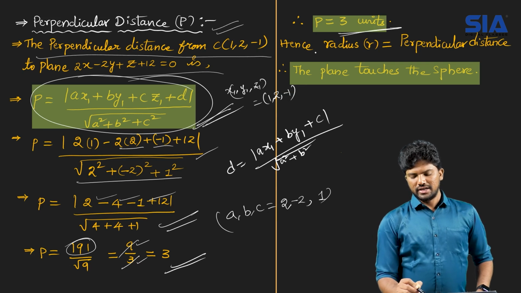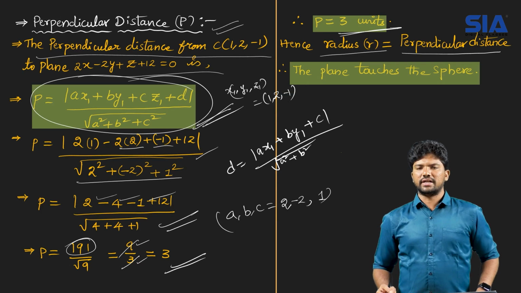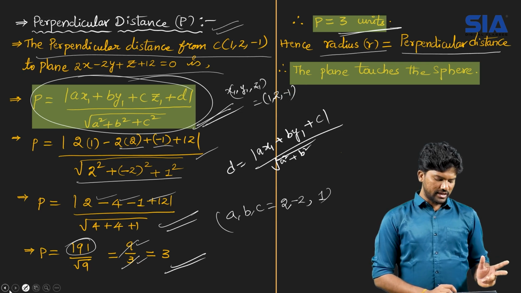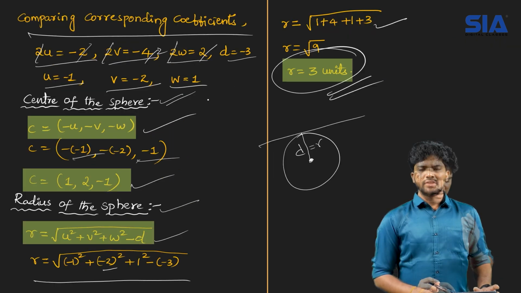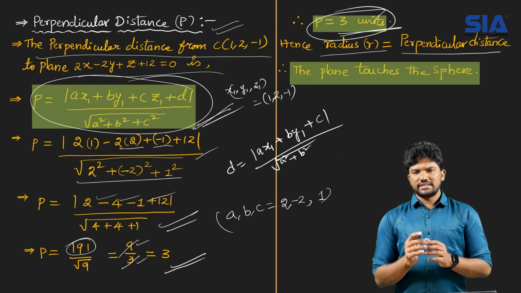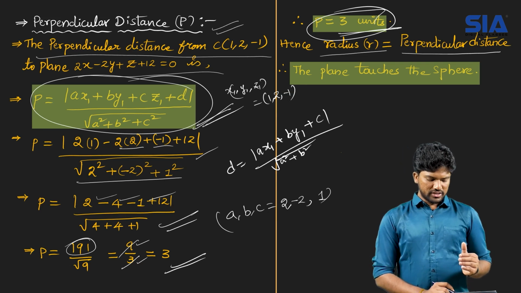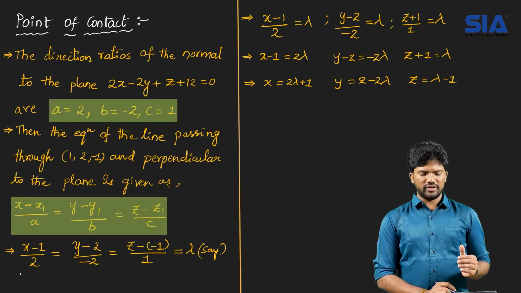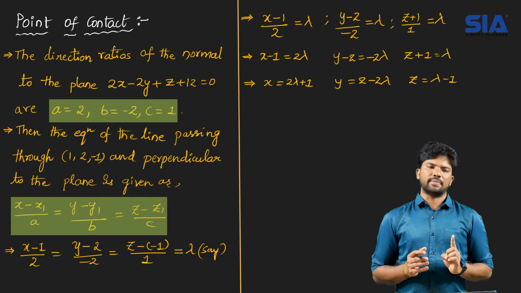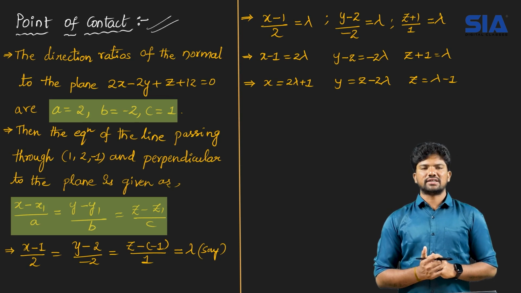So 3 units. Hence radius, small r, is equal to the perpendicular distance. Then only the plane touches the sphere. Why? Because previously, what is the radius of the sphere? The radius of the sphere also, r is equal to 3 units. And the perpendicular distance also we got, p is equal to 3 units. Both are the same. So if both values are the same, then we can say that the given plane touches the sphere at one point.